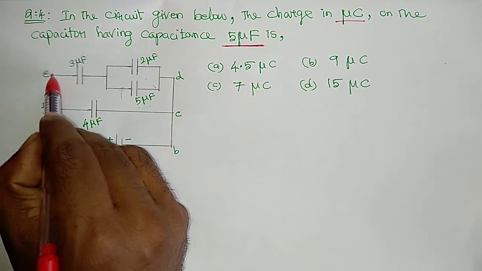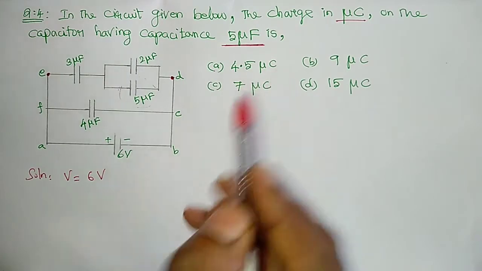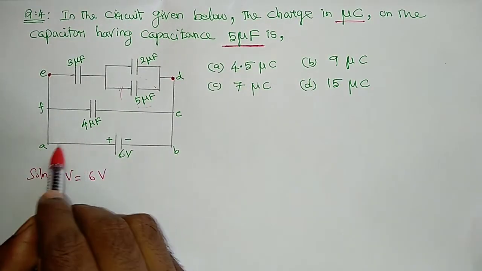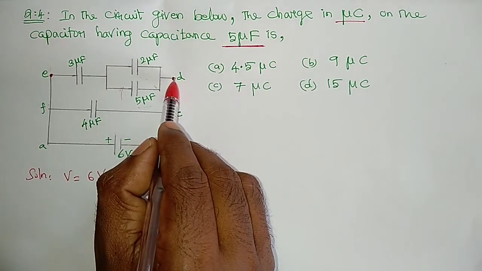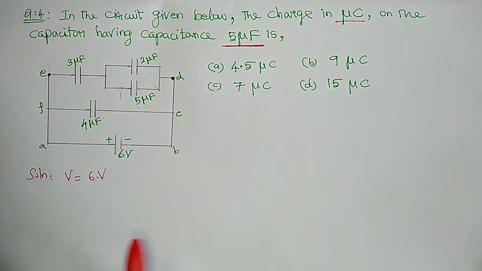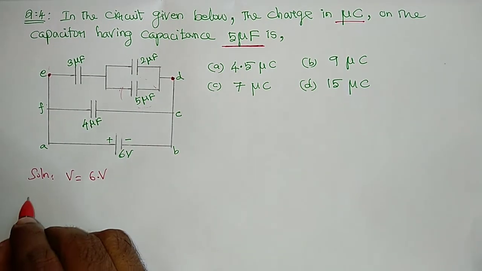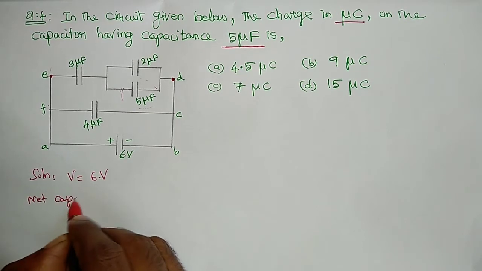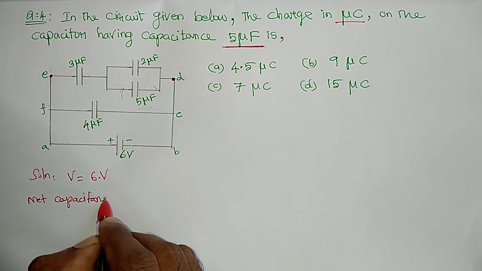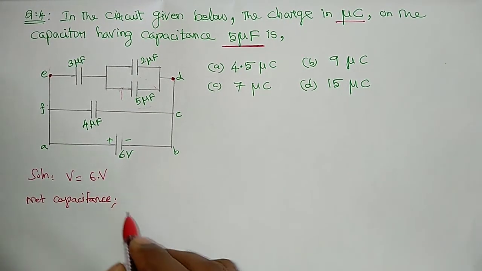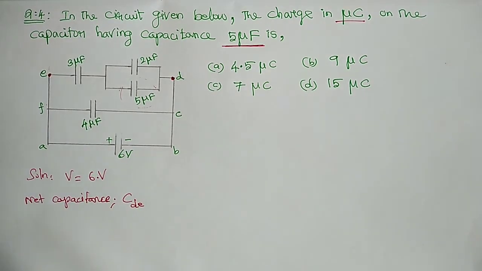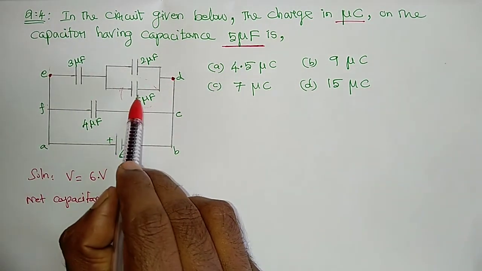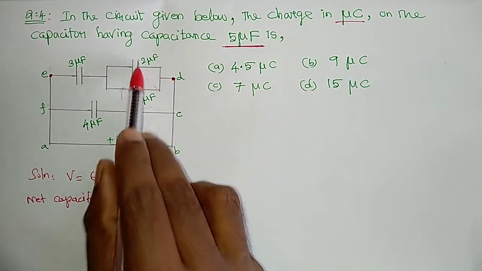So let us consider these two terminals E, D alone. Okay, because the potential applied across this capacitance is 6 volt, the combination of capacitance across DE is also 6 volt. So we are going to calculate the net capacitance first, the net capacitance across DE. Now you see these two are connected in parallel.